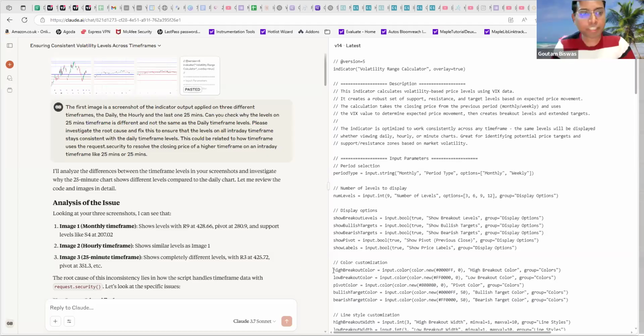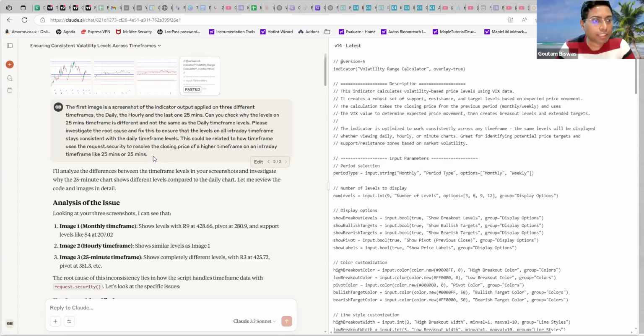Hi friends. Today I want to show a very interesting example of how I use AI to debug my scripts. While using the volatility indicator, I realized that it was computing different levels for different time frames, which is not correct because time frame has no impact on the monthly volatility range because it is purely based on the previous month's closing price, which is kind of fixed for this month, right?